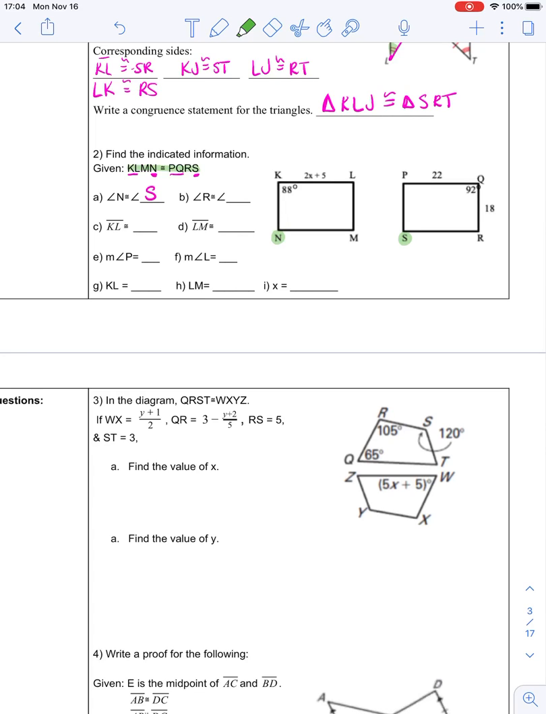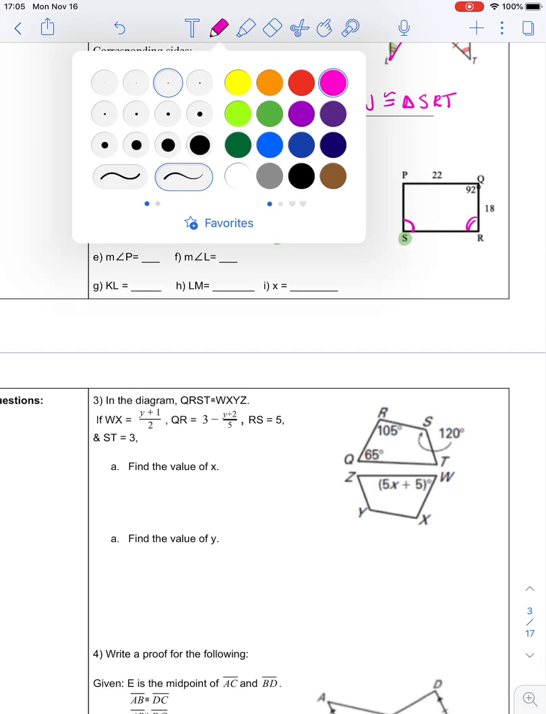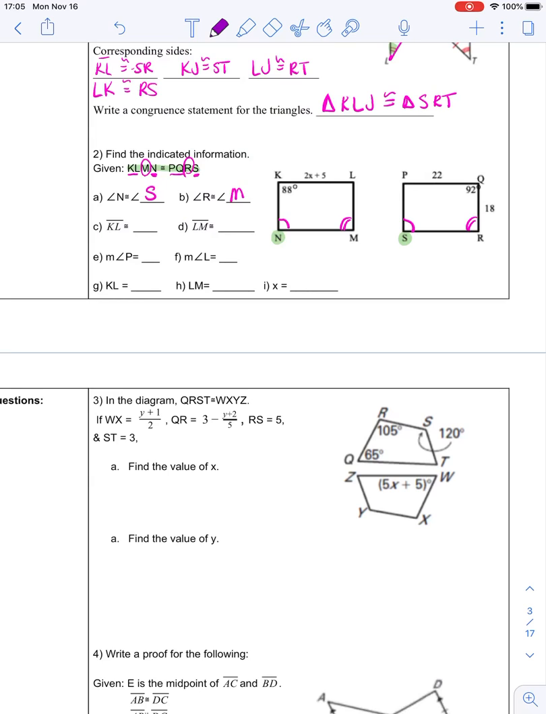So you can mark that in your picture. Angle N matches with angle S. Sometimes I just find it's easier to mark it on your picture, or you can mark it here. Angle N is congruent to angle S. Angle R, which is right here, is congruent to angle M. We can use the congruent statement to find that. So angle R is congruent to angle M.